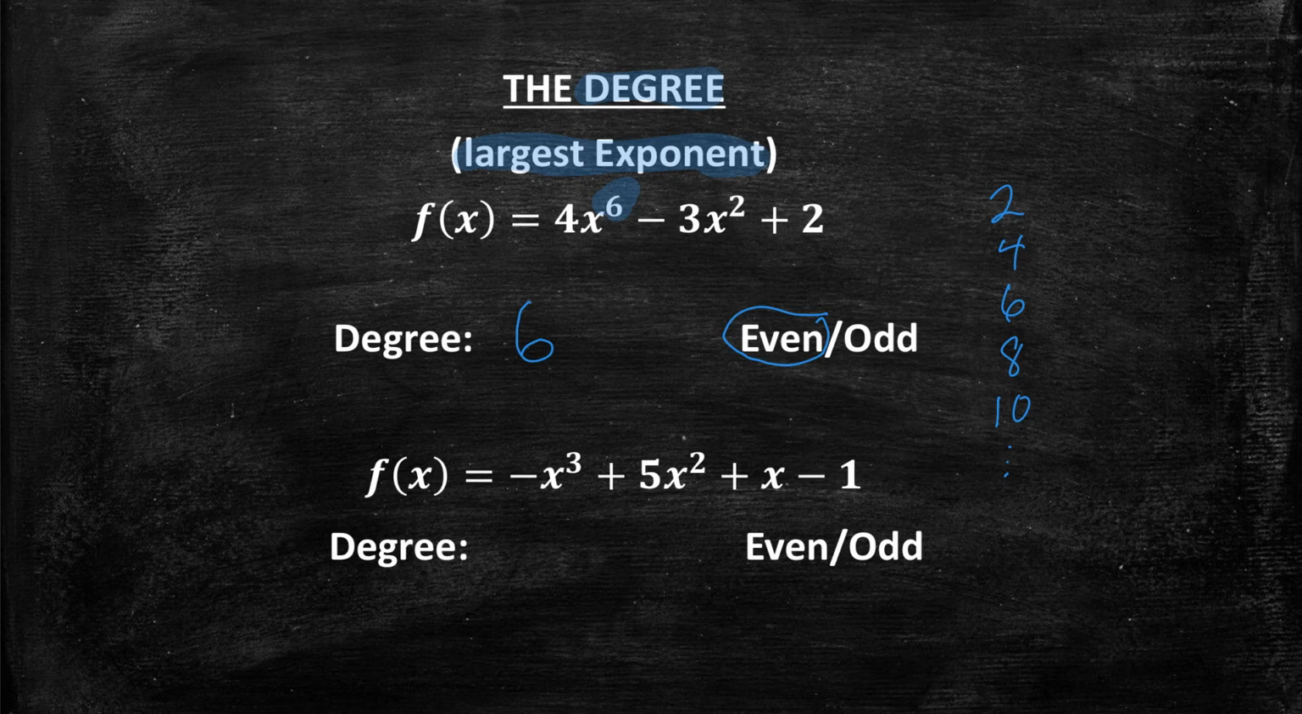Let's look at the next one. f of x equals negative x to the third plus 5x squared plus x minus 1. The degree is the highest exponent, which is a 3. So we have a degree of 3. 3 is an odd number, so you would circle odd.